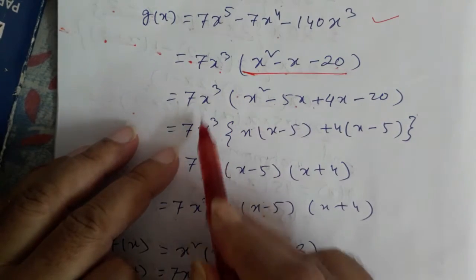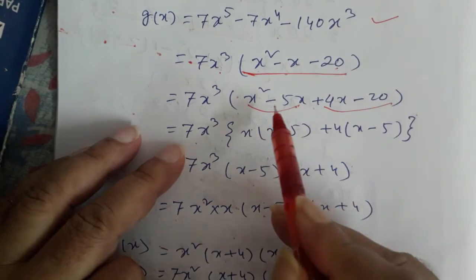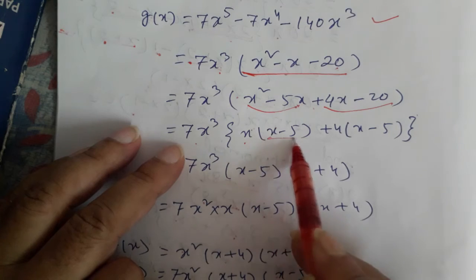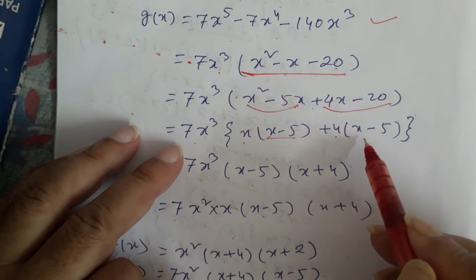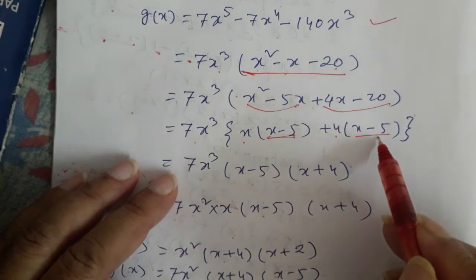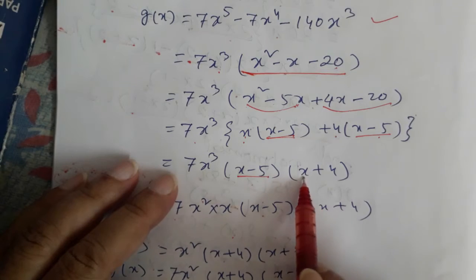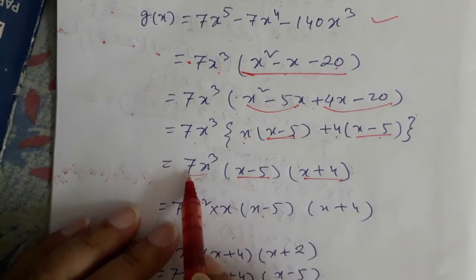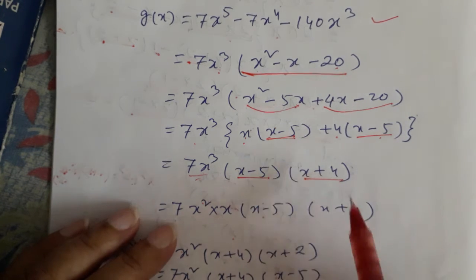Then you write this one as it is, and you take common from the two pairs. From the first pair you take common x, then x minus 5 comes out, and from the second you take common 4, it comes out x minus 4. x minus 5 and x minus 5 are both common, so you take this one, and here you write x plus 4, and 7x cube as it is you put here.